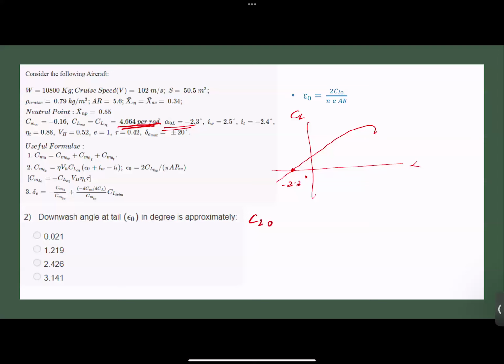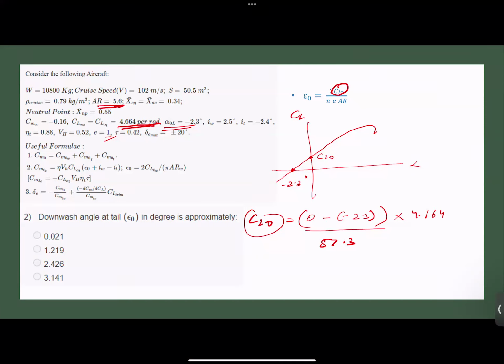So how do we find out CL naught from here? This is CL naught. The CL naught is 0 minus minus 2.3 into the slope. It's just that. So it's 4.664, and that is in per radian. So we just have to divide this by 57.3. Okay. And then you plug in this value over here, and then it's fairly straightforward. Aspect ratio is given to you. Pi is given. E is given as 1. So you just plug in the values and you will get the answer.